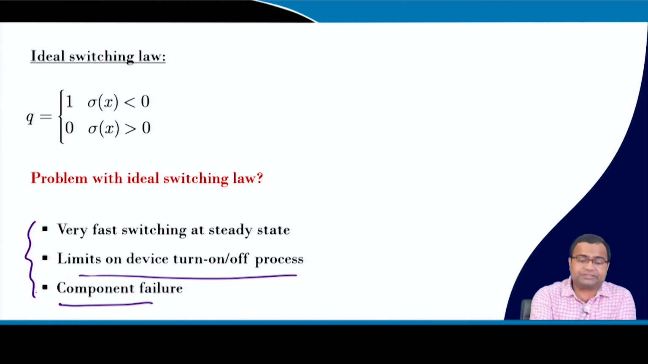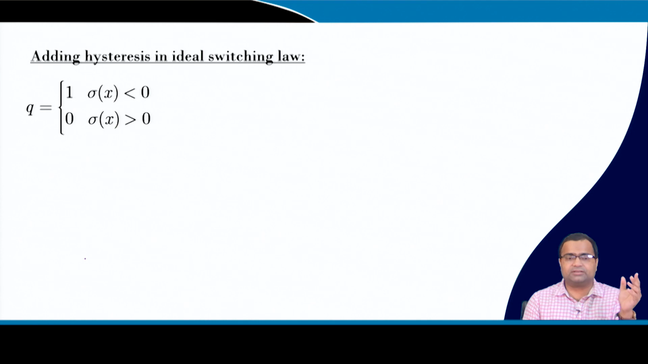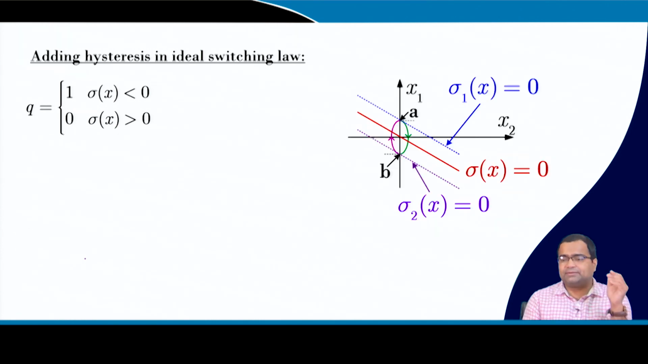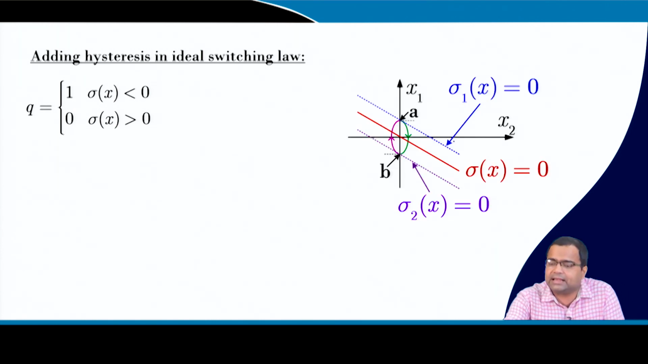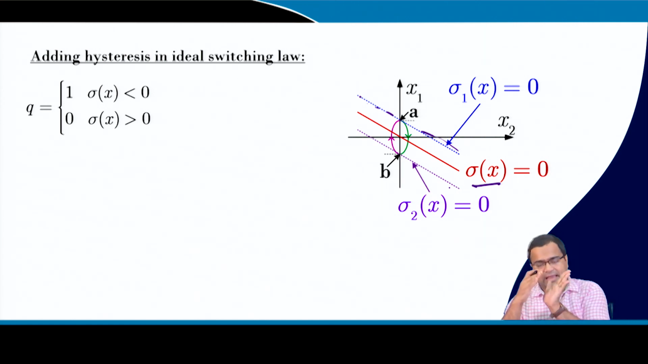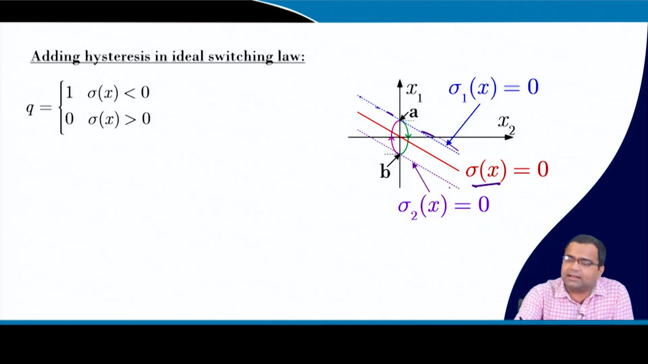So, we need to set the right hysteresis logic. Adding a hysteresis band, suppose, as I said, we have chosen this sigma x, now divided into two parts. One is sigma 1x, which is a parallel line on the top, and the other is sigma 2x, which is a parallel line on the bottom. These two are parallel lines and they are separated, and sigma 1x is crossing the x1 axis at point A and sigma 2x is crossing the x1 axis at point B.